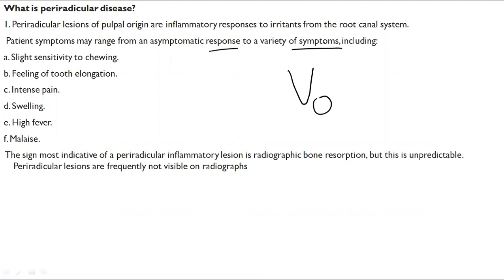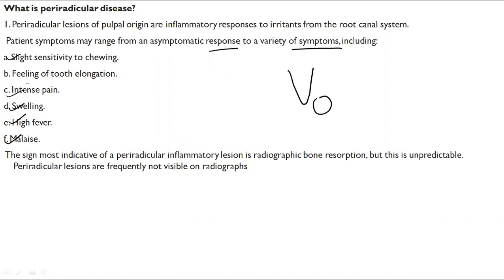But if they are symptomatic, what are the different symptoms? You might feel slight sensitivity to chewing. There might be a feeling of tooth elongation. Intense pain will be there. There'll be swelling. There'll be fever because of swelling and because of the infection. And you'll also see malaise.